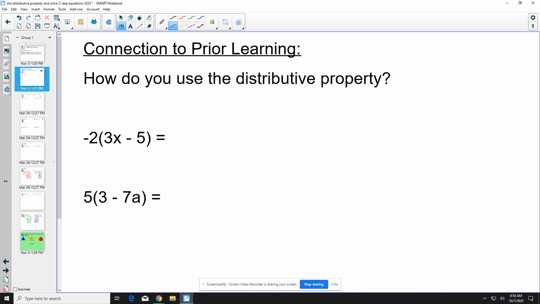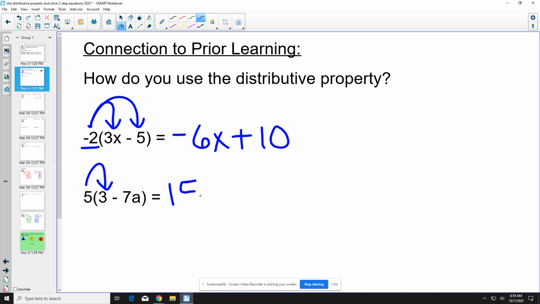All right, so as we get started, we need to remember how to use the distributive property. So just watch this page. You don't need to write it down. Remember here we take a -2 times 3x to get a -6x. And then we also take a -2 times a -5. So a negative times a negative is a positive 10. So this is called using the distributive property when you take the number out in front and multiply by everything in parentheses. So on the second one, I would take 5 times 3 to get 15, and 5 times -7a to get -35a. So this would be a 15 minus 35a.